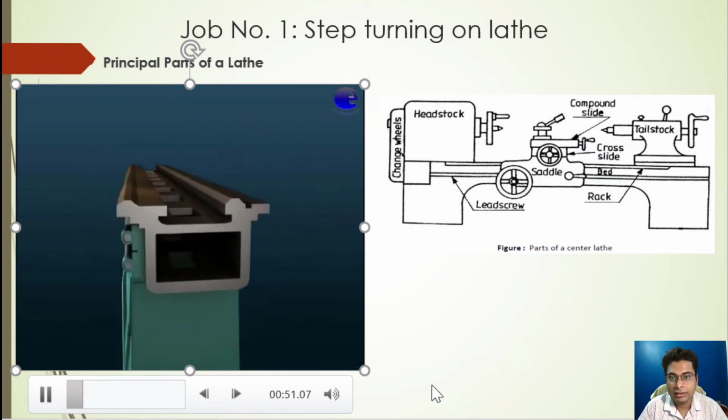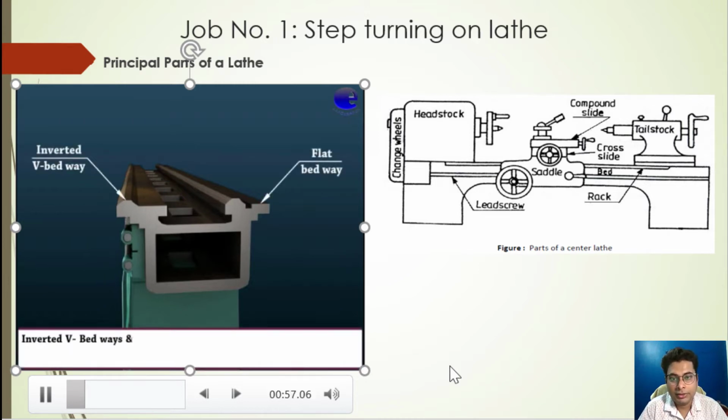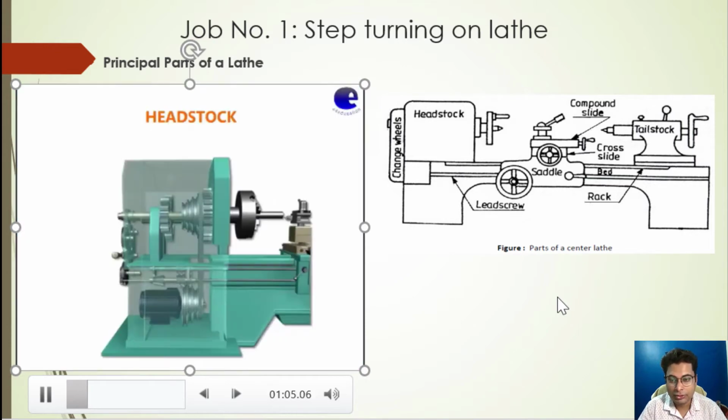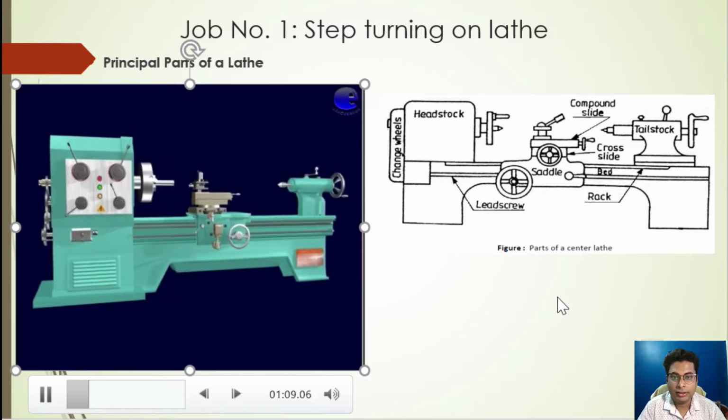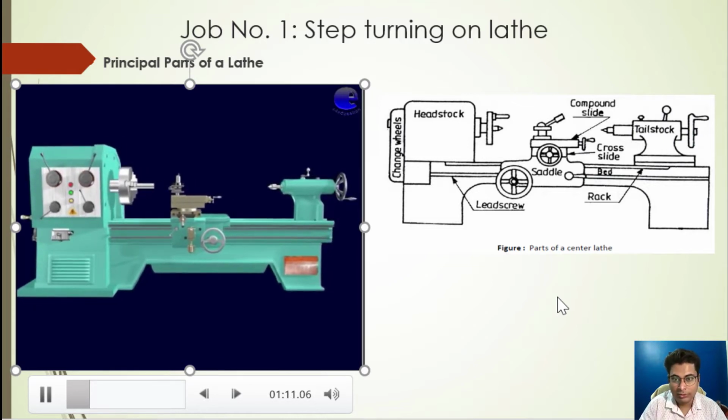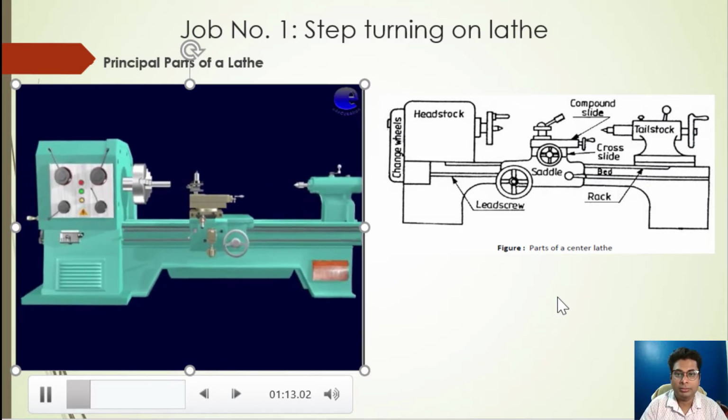See here, there are different inverted V-base bedways where the saddle or the carriage moves on the bed surface. I presume that you have learned about these beds or these fitting joints in the fitting shop, which you should have already completed by now.